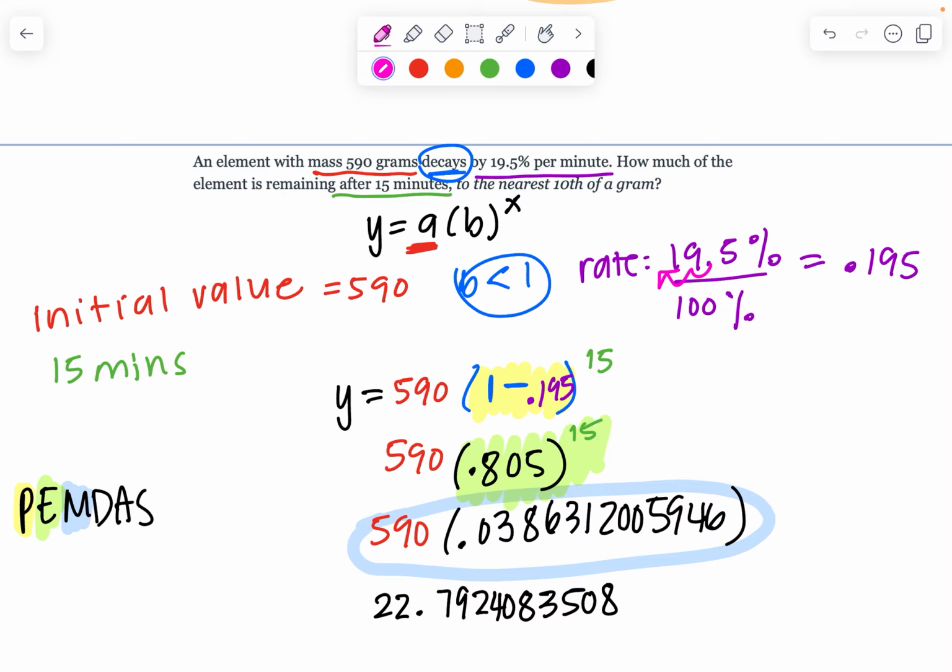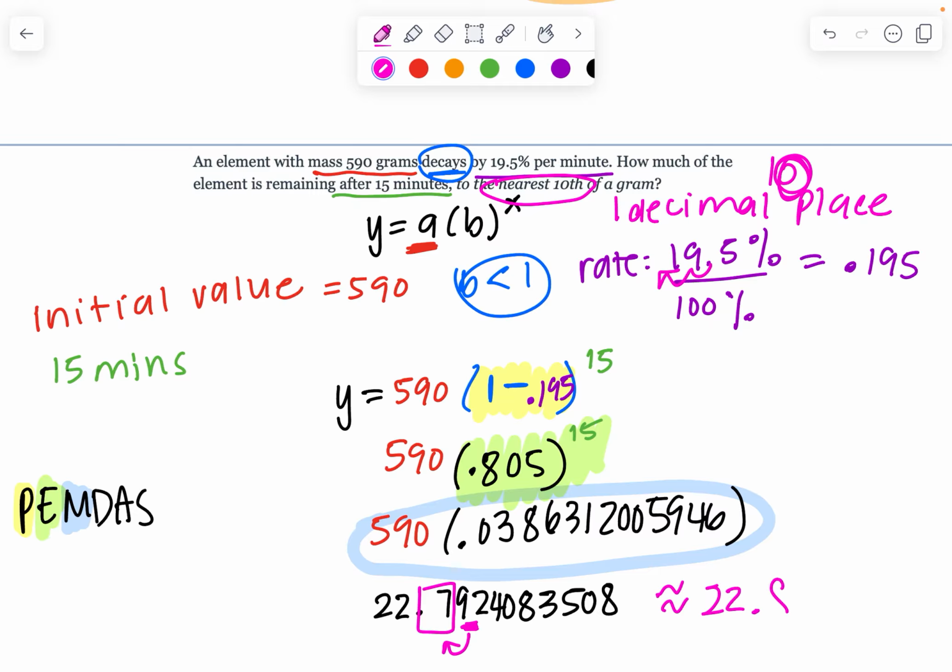to tell you how to round. This is to the nearest tenth, which means 1 decimal place, right? Because 10 has just 1 zero. So that means I'm talking about just 1. Since this is 7.79, I'm going to need to round that up to 22.8. The number inside the box goes up. If the number outside of the box, the first number, is 5 or higher, you round it up. If it's less than 5, you keep it.